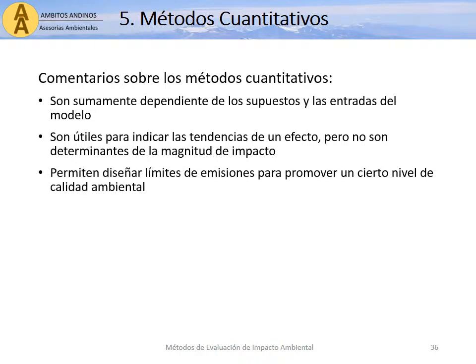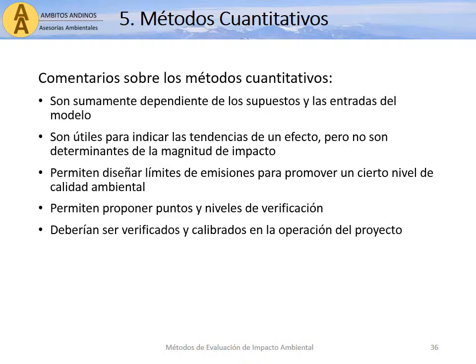They do assist in designing emissions for a given environmental quality in a receiving body. They are also useful for proposing monitoring points at which impacts are expected to occur. However, they should be verified and calibrated as information is acquired, even during the operation of the project.